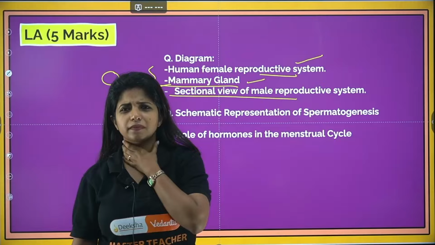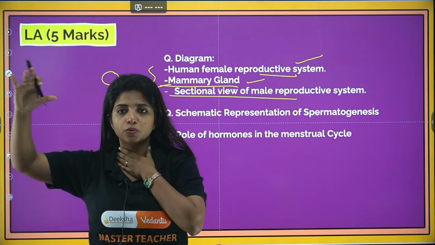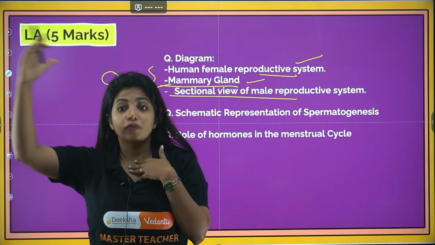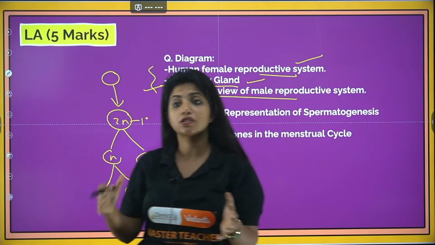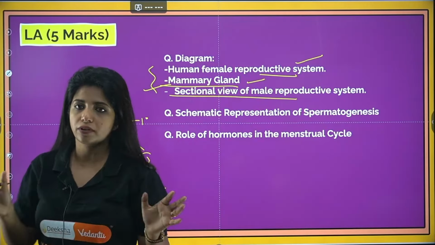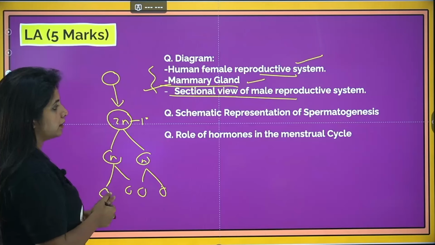Fine. And then you have to talk about FSH and LH also, how they help in ovulation. LH, how does it help ovulation to happen? How does FSH help the follicles to mature? All of it. So talk about that.